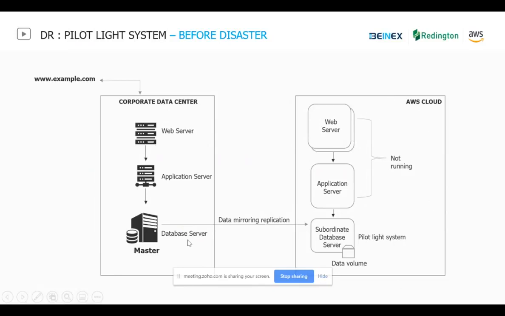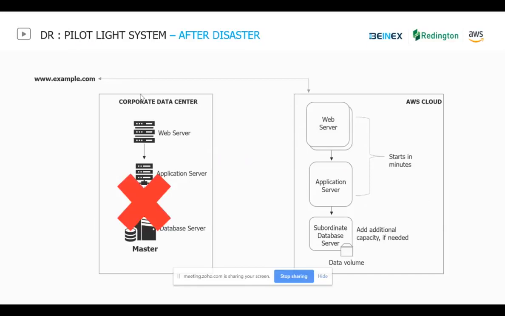So let's imagine your corporate on-premise data center is your primary and your AWS cloud is your DR data center. Now what you do is only real-time replication between your database servers, but your application and web servers are always turned off to save cost. All the customers connecting to, let's say, an arbitrary domain of www.example.com are now hitting your corporate data center. Now, this is the ideal scenario. We'll see what happens when a disaster strikes.